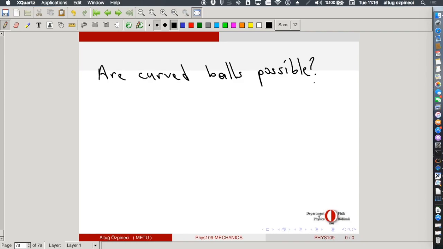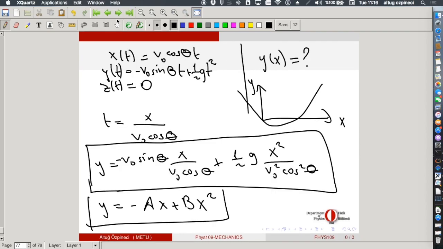So what is wrong? You see, in our derivation, it is not possible to have a curved ball. So z of t is equal to 0. Always. So what did we miss? Maybe there's a wind. Even if there's no wind, assume there's no wind, even in the football game, the ball will still move in that direction.